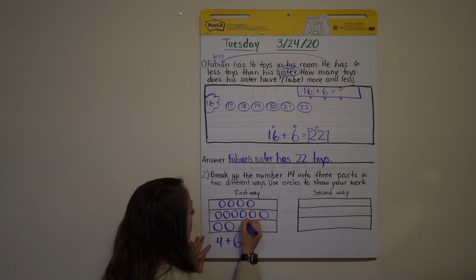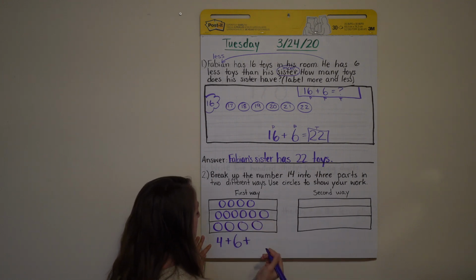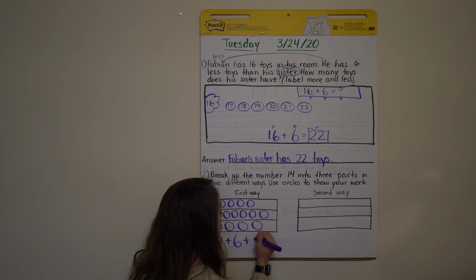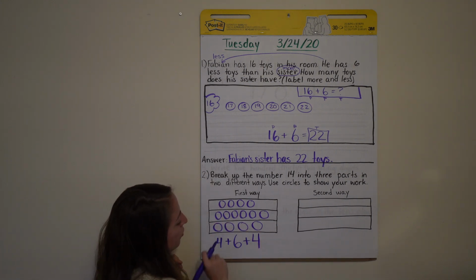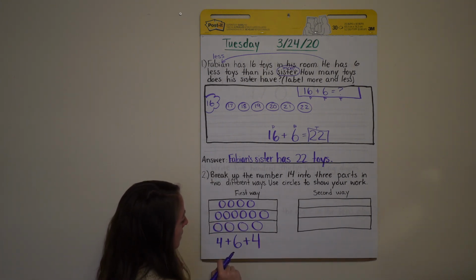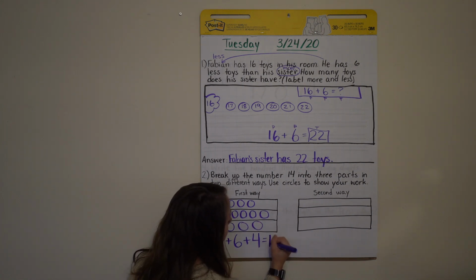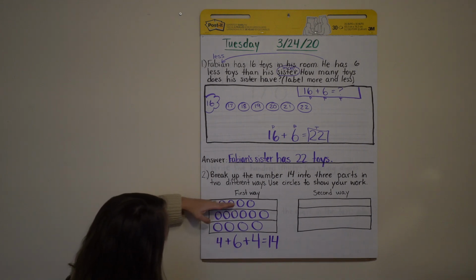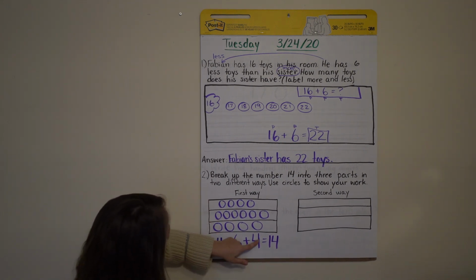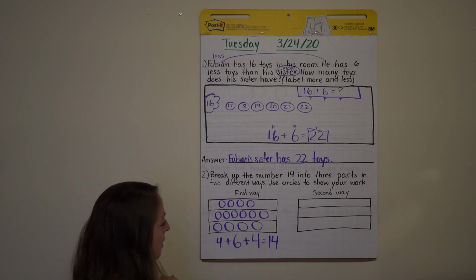11, 12, 13, 14. So that's 1, 2, 3, 4 circles. Let me make sure that I have 14 circles in total and that I did this correctly. 1, 2, 3, 4, 5, 6, 7, 8, 9, 10, 11, 12, 13, 14. Okay. So I had 4 in that first part, 6 right here, and then 4 again right here, and I know that all equals 14. All right, I'm gonna try a different way.